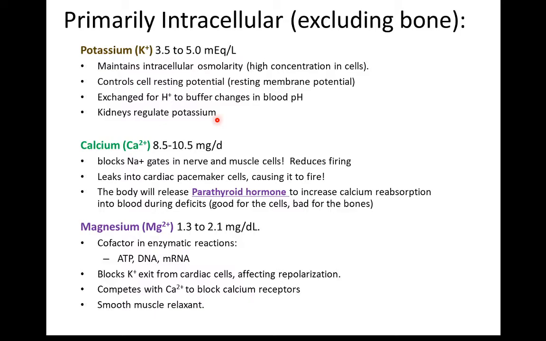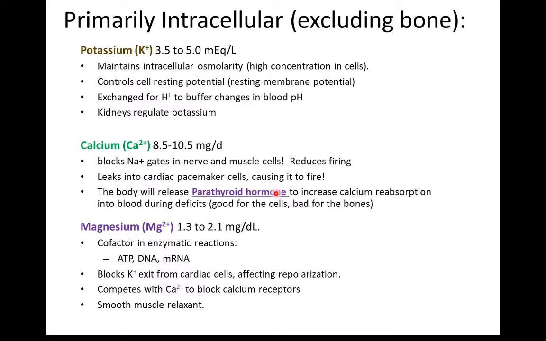In fact, if someone has renal failure and they're on dialysis, we expect to see their serum potassium rise between dialysis treatments. And those patients have to avoid high potassium foods. Calcium is important also to nerve and muscle cells. There's actually a very small amount of calcium within the cell, and when extra calcium leaks in, then it can activate cells. And in the case of cardiac pacemaker cells, this can cause the cells to fire.